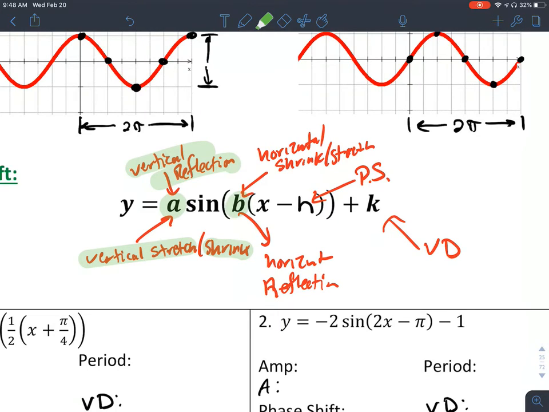Let's talk about B. If B is negative, it's going to be a horizontal reflection. If its absolute value is bigger than 1, it's going to be a horizontal shrink. If its absolute value is between 0 and 1, it's a horizontal stretch. This H value is a phase shift. It translates the graph left or right. And K is the vertical displacement. It translates the graph up or down so many units.